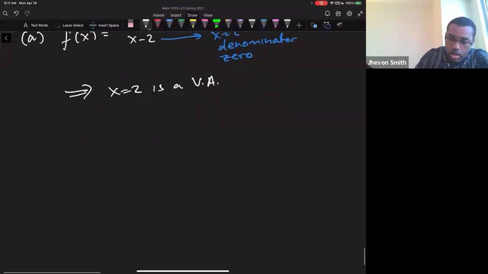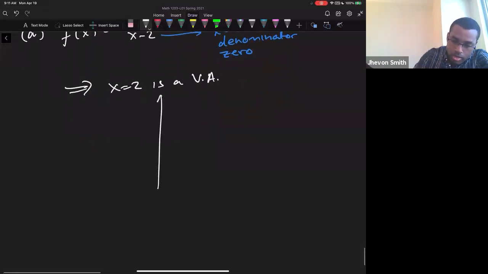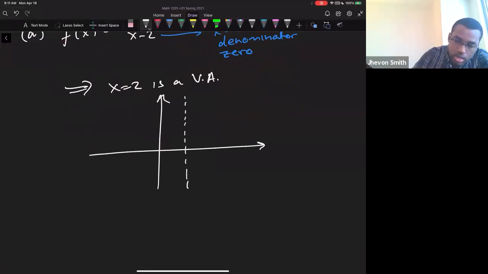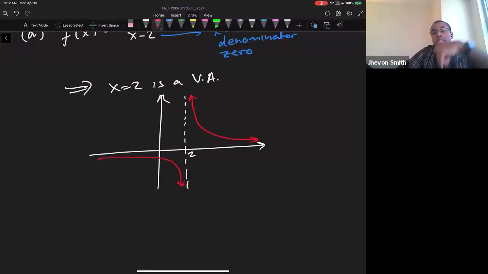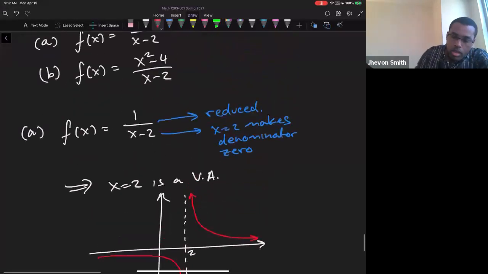And in fact, you kind of know that with this graph, because this graph looks like this. So notice as I'm approaching 2 from the left, the graph shoots down to negative infinity. As I'm approaching 2 from the right, the graph shoots up to positive infinity. By definition, that gives us a vertical asymptote. There's a vertical line that the graph will continually approach as the y value goes infinite, and it will never touch it, potentially. All right.